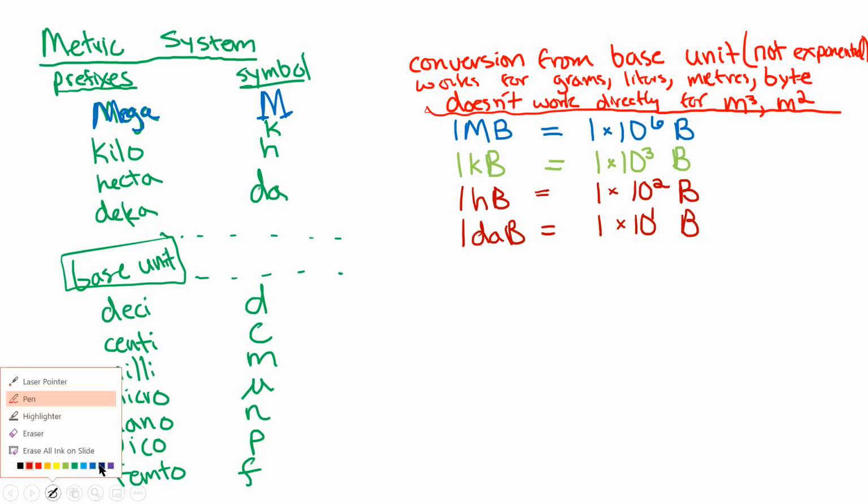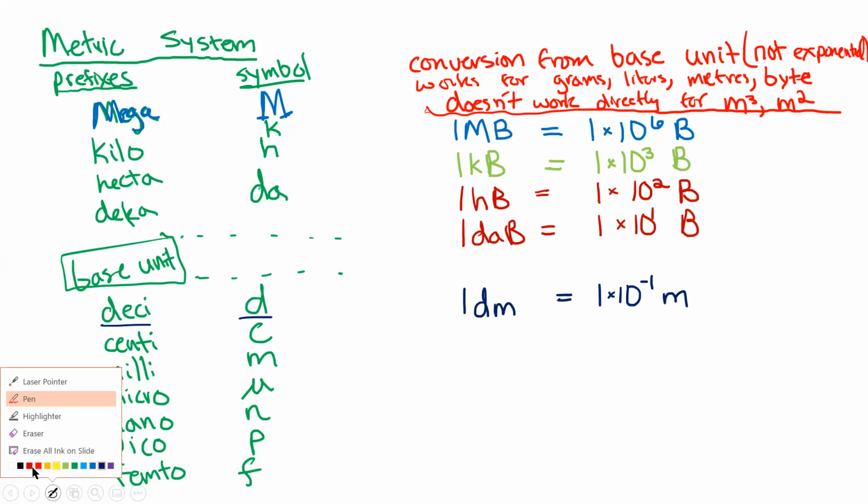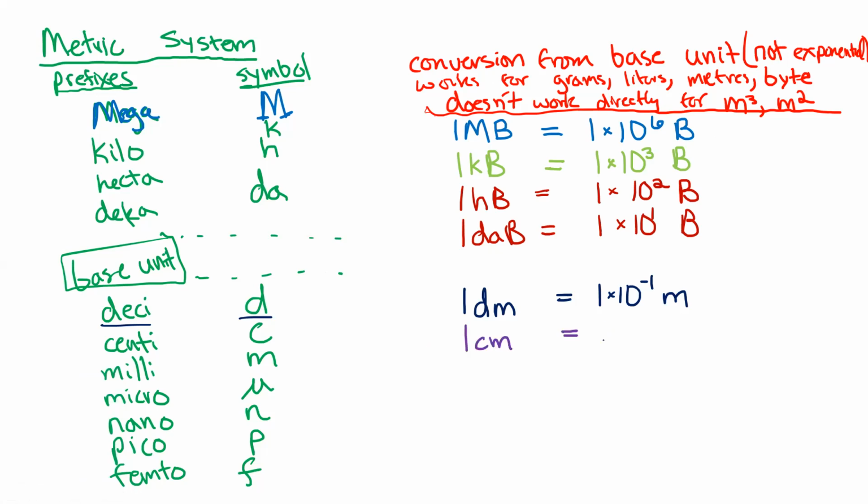Now I'm going to switch over to meters, and I'll say that 1 decimeter is equal to 1 times 10 to the minus 1 meters. What is that, DM? That's decimeter. Meter. Okay, decimeter. And then we can say that 1 centimeter is equal to 1 times 10 to the minus 2 meters.